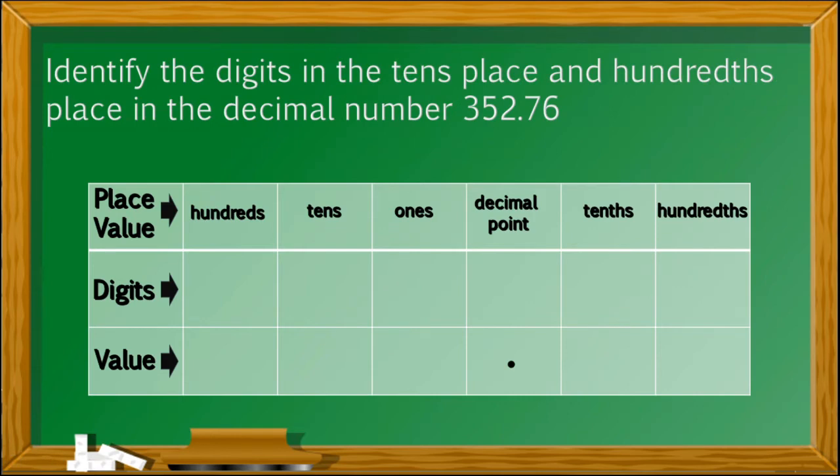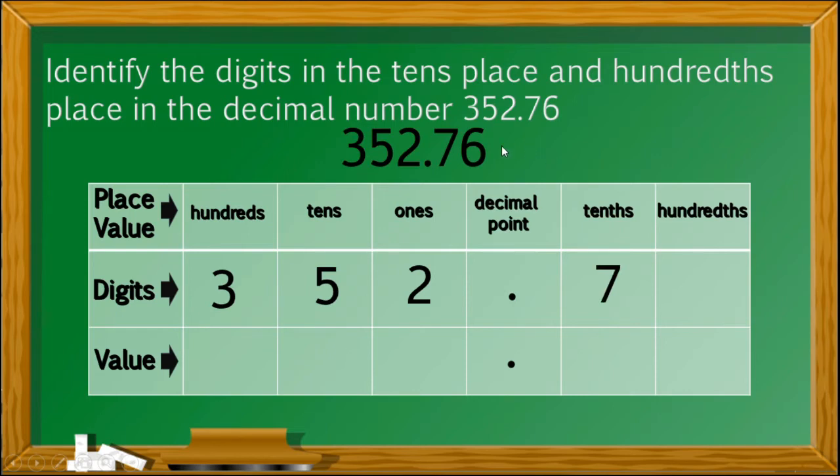So I will give you an example. Identify the digits in the tens place and hundredths place in the decimal number 352 and 76 hundredths. So ano hinahanap? Yung tens place at saka hundredths place. So ilagay niyo muna yung 352 and 76 hundredths sa place value chart. So yung 3 mapupunta sa hundreds digit. 5 mapupunta sa tens. Yung 2 mapupunta sa ones. Yung 7 mapupunta sa tenths digit. At yung 6 mapupunta sa hundredths digit.